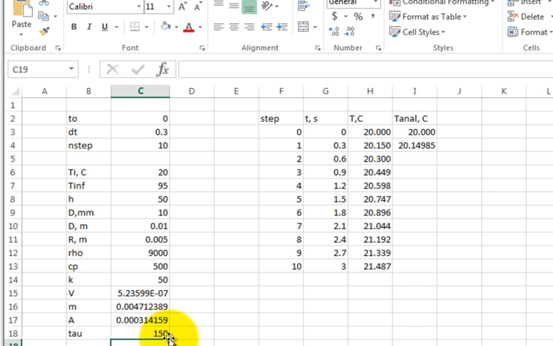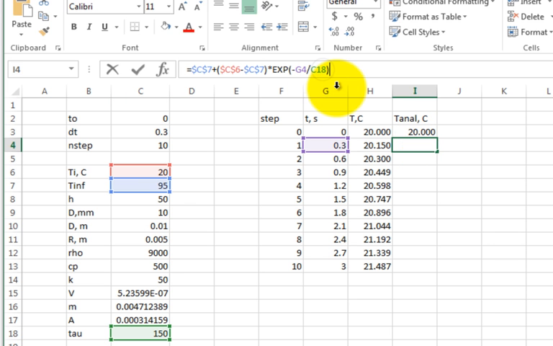Thumbs up if you agree. I got one agreement. 2, 3, 4. You need to lock in tau in your equation. I'm going to lock in tau in my equation. Thank you for that. So I'm going to lock it in right there. And now I'm going to drag that down.